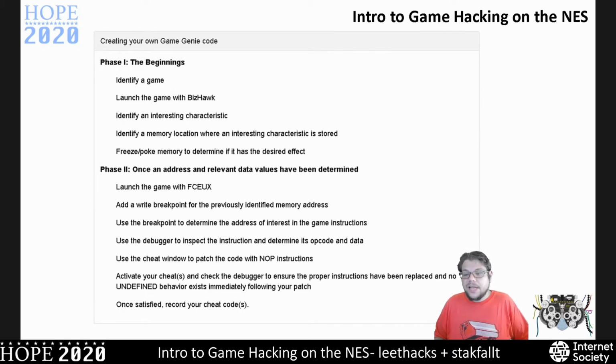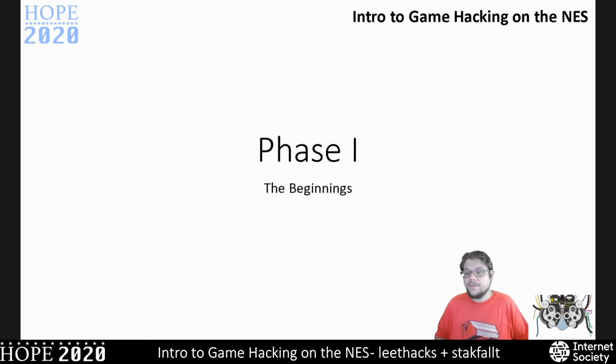And then finally, you're just going to activate your cheat, check the debugger to ensure that the proper instructions have been replaced and that no undefined behavior exists immediately following your patch. And once satisfied, you're just going to record your cheat codes for use later. So this is going to allow you to create your own Game Genie codes, which is kind of cool. So, okay, how do we do this?